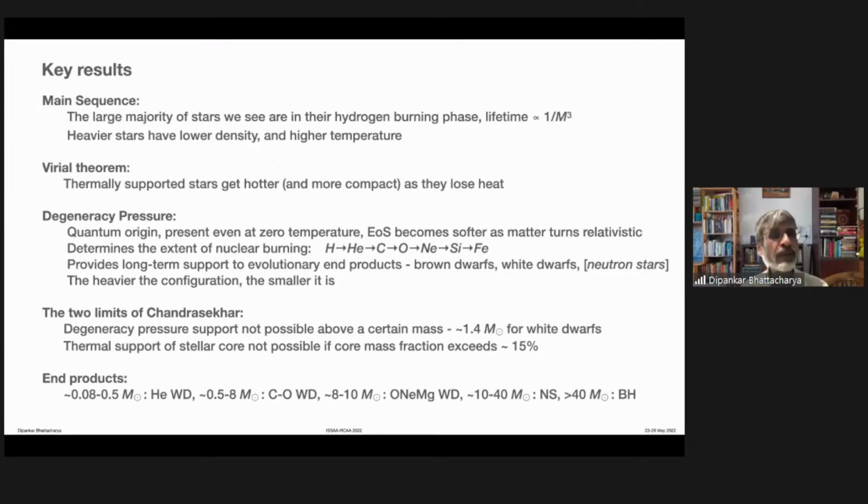We also learned about degeneracy pressure. We know that it is of quantum origin, present even at zero temperature. The equation of state becomes softer as matter turns relativistic. Degeneracy pressure determines the extent of nuclear burning, whether nuclear burning will stop at hydrogen or helium or carbon or oxygen or neon or silicon or iron.